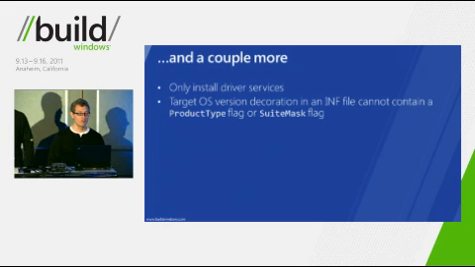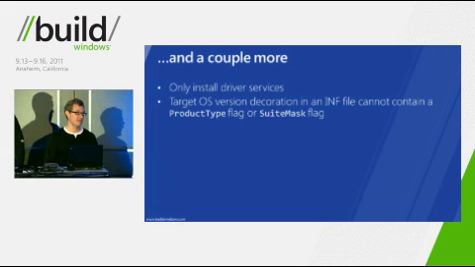And then only install driver-related services. That would be kernel drivers, and I believe file system drivers are the three services. Yeah, basically we're sticking to just kernel drivers. We want to avoid Win32 drivers. That's right. So you'll want to keep your INF only installing those service types. And then finally, when you're targeting the OS version decoration, don't include the product type or suite mask flags as a part of that decoration.